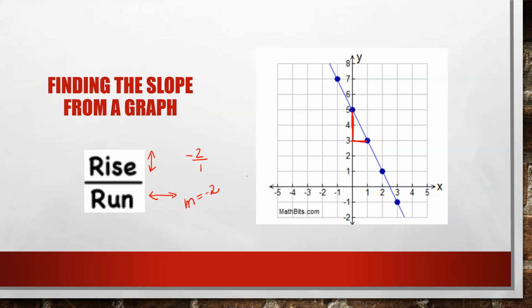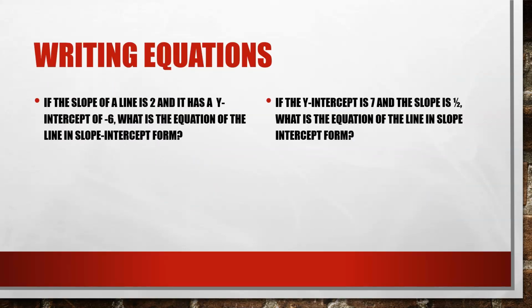Now let's get into some new stuff. So let's write some equations, and this is all in slope-intercept form. We're going to talk about a couple different forms, but this is all in slope-intercept form, which is, remember, y equals mx plus b. If the slope of a line is 2 and it has a y-intercept of 6, what is the equation of the line in slope-intercept form? Well, we need to plug in slope where the m is and the y-intercept where the b is. So we have y equals 2x plus 6.